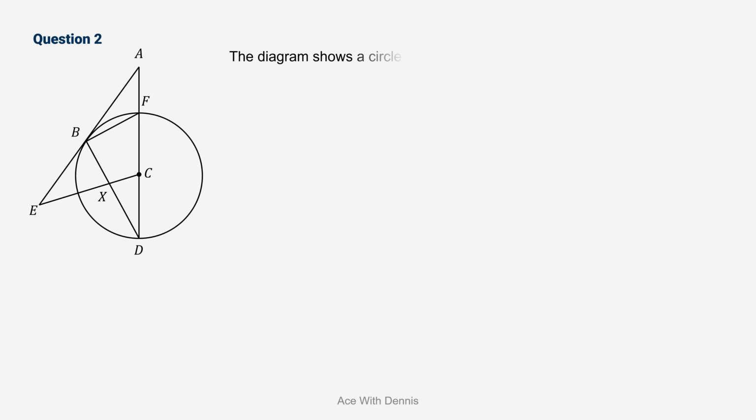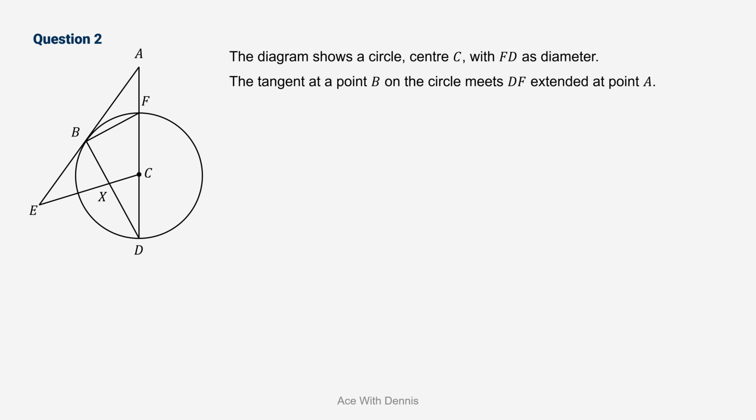Question 2. Given this diagram, the diagram shows a circle, center C, with FD as diameter. The tangent at point B on the circle meets DF extended at point A. Point E lies on AB extended, and X is the point of intersection of BD with EC.